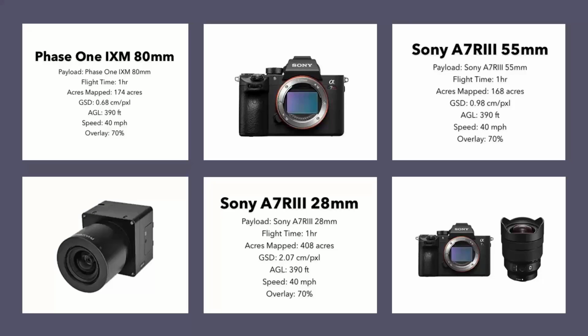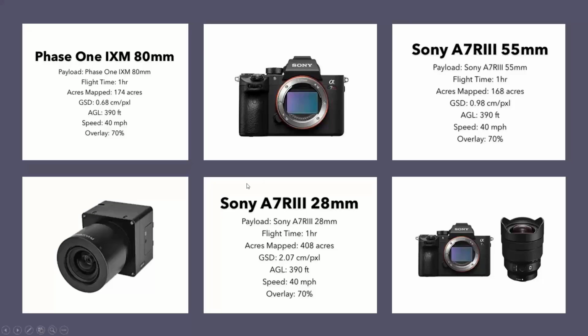A little bit similar story on the A7R3 55. Big difference obviously between the Phase 1 and the Sony line is price point. You pay for those megapixels that you get with the Phase 1 camera. Your GSD with the Sony A7R3 is still sub centimeter, but not by much, 0.98. Coverage is about the same, and everything else is a constant as well.